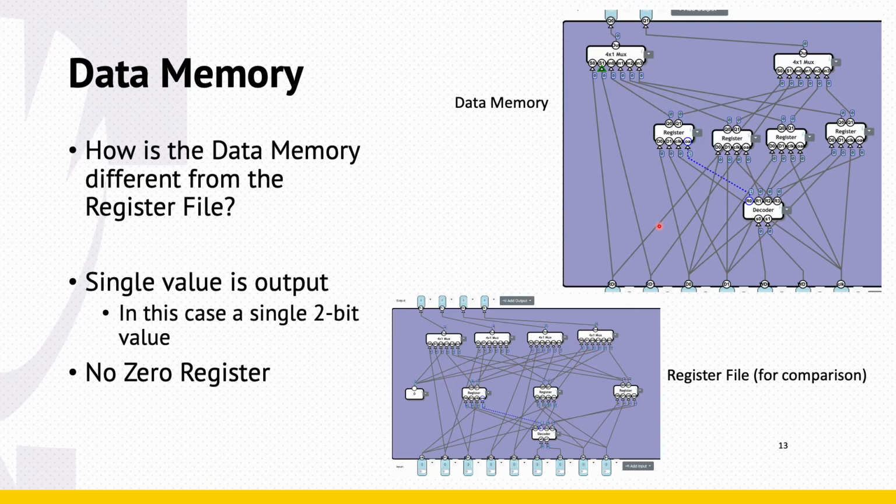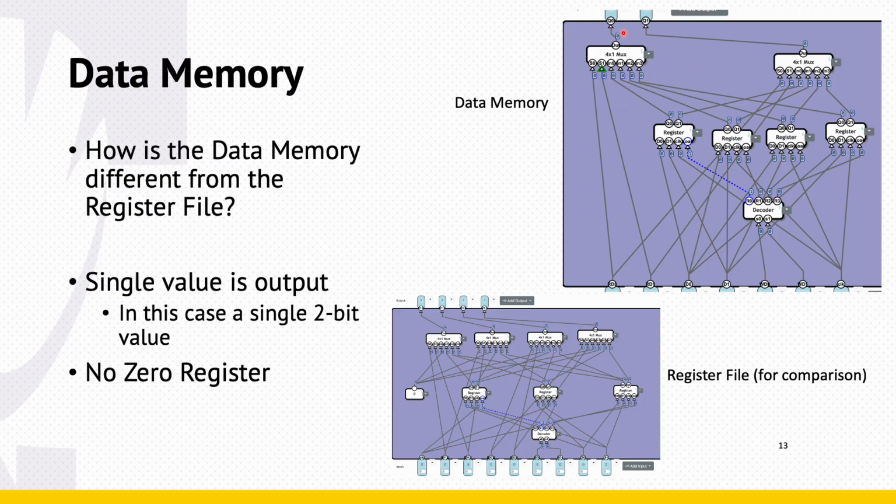So up here in the right, we have the data memory implementation, and down here for comparison, we have our register file. So we've got our familiar always zero register, and then we have our 3 normal registers, and we have our method for selecting which ones we want to output as RS1 and RS2, and we have our method for selecting which one we want to store values into. That's our destination register.